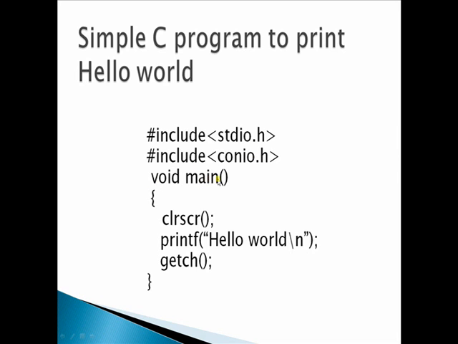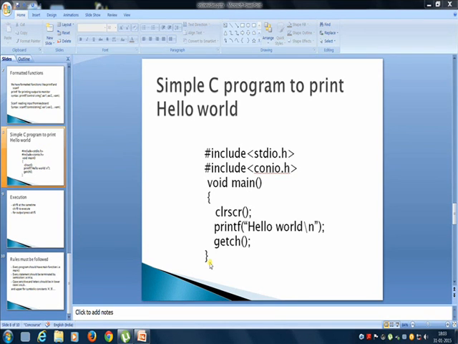Then we go to the main function. This can be defined in two ways, with void or int. If we declare this as void, it takes no arguments and returns no value. If we declare this as int, it should return a value that is equal to 0. Now we write the statements, closing with a flower brace.